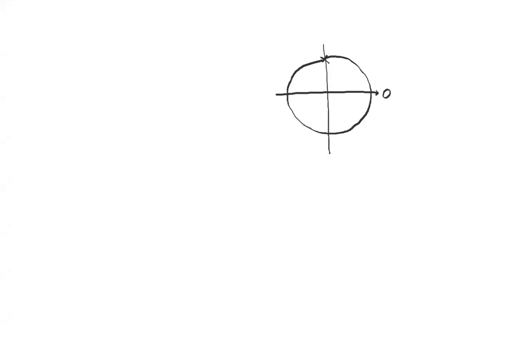If the angle is 0 radian, then sin 0 will be equal to 0, cos 0 will be equal to 1, because the coordinate of this point is 1, 0. If the angle is pi by 2, sin of the angle pi by 2 is equal to 1. Cos of the angle pi by 2 is equal to 0.